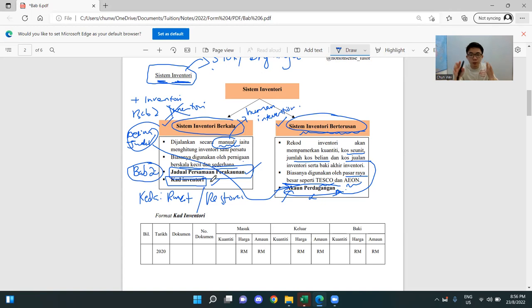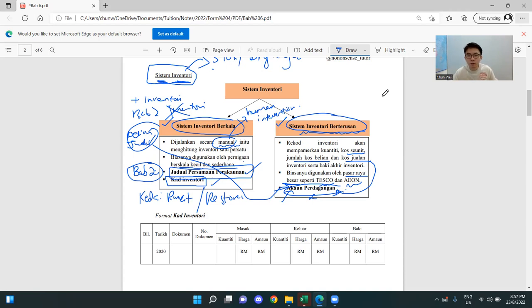Because persamaan perakaunan is only relevant for small business. And when you go to the kedai runcit and you tell the pakcik, hey pakcik, you nak saya tak? Saya accountant, saya tahu buat jadual persamaan perakaunan dan card inventory. Do you think the pakcik has the money to hire you or not? Memang tak ada lah, right?